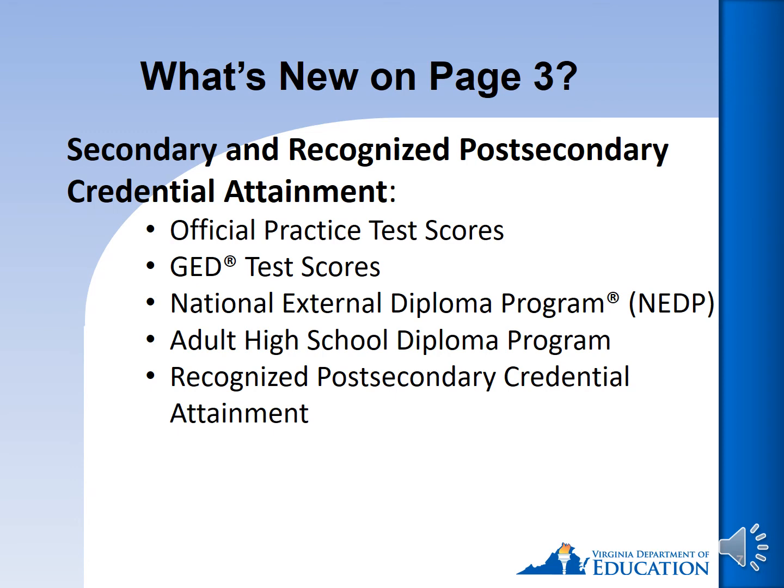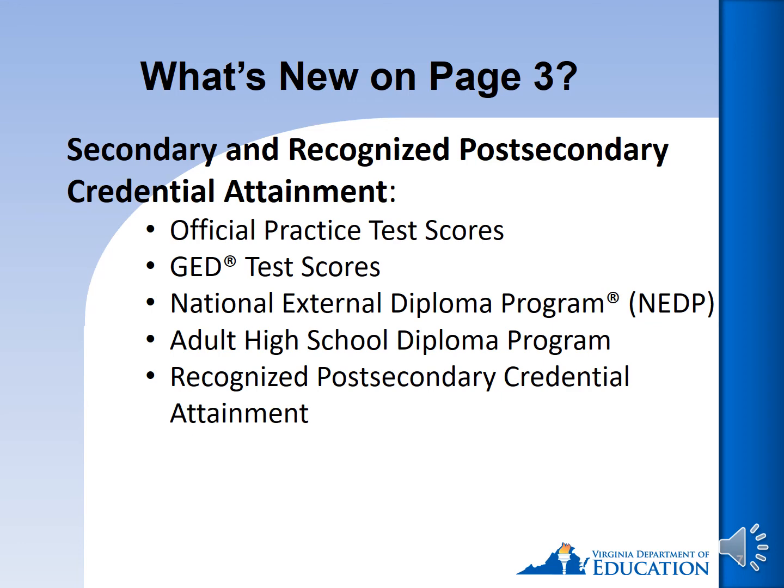Page 3 contains the section entitled Secondary and Recognized Post-Secondary Credential Attainment. Under this section, adult education providers may document 5 types of data: official practice test scores, GED test scores, NADP program information, adult high school diploma information, recognized post-secondary credential attainment. While the official practice test scores and GED test scores sections are not new, the other 3 sections are.